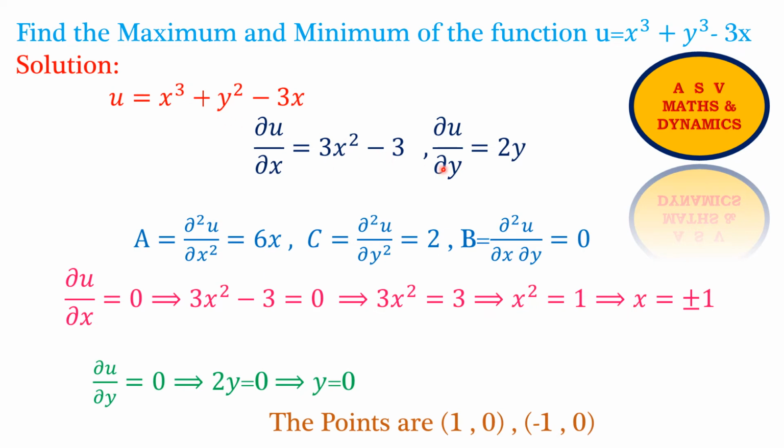Then you have to find the derivative of the function with respect to y. If you differentiate with respect to y, the 2 comes to the front, and it is positive, so 2y. This is the first condition. The second condition is that you have to equate both derivatives to 0. First you find the derivatives with respect to x and with respect to y, then second, you equate them to zero.